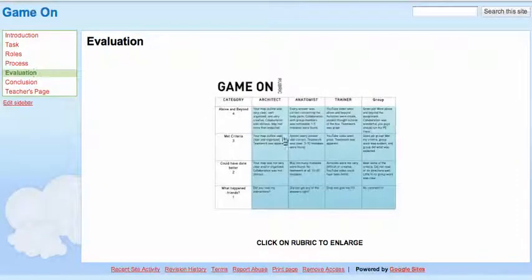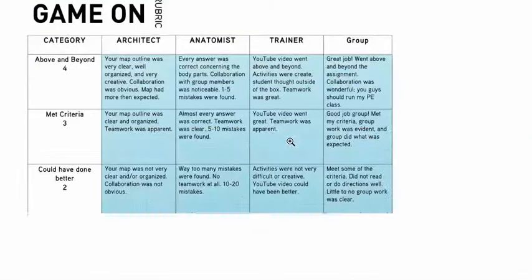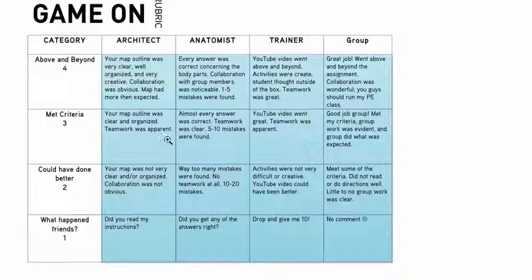Then I have my evaluation. It's the rubric that the students will go by. If you click on it, it gets larger, and it says what my criteria is. 4 is the best, 3, 2, then 1.